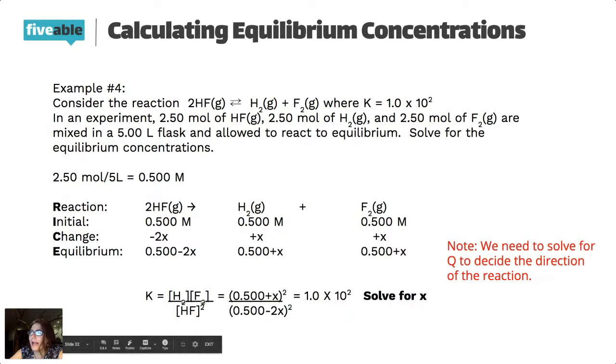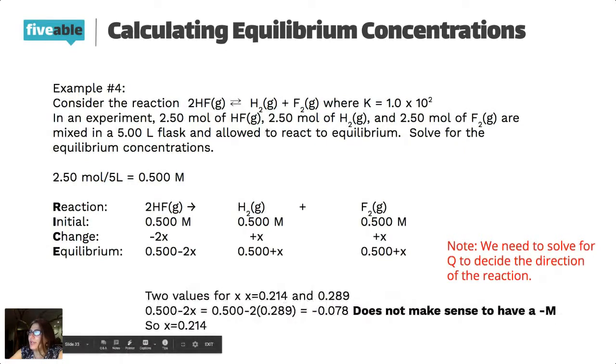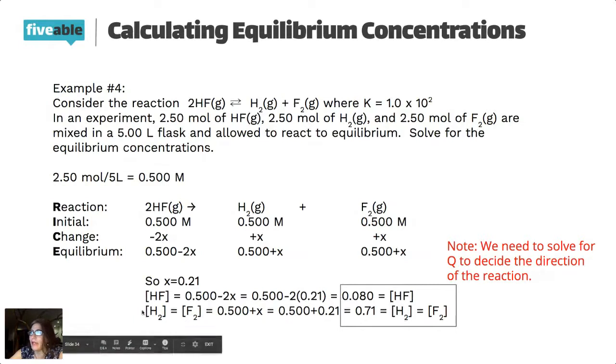You solve for X, and again, you get two values. And then you decide which one makes more sense. These ones are pretty close. But if you solve for 0.289 in the concentration of HF, you will get a negative value. Since it doesn't make sense to have a negative molarity, then your X value is the other one, 0.214. Once you decided the X value, then you solve for the concentrations of all the species at equilibrium.